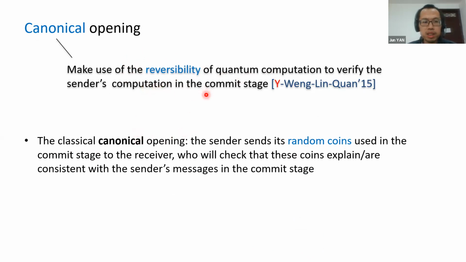One can compare it with its classical counterpart. For classical canonical opening, the sender sends its random coins used in the commit stage to the receiver, who will check that these coins explain, or are consistent with, the sender's message in the commit stage.